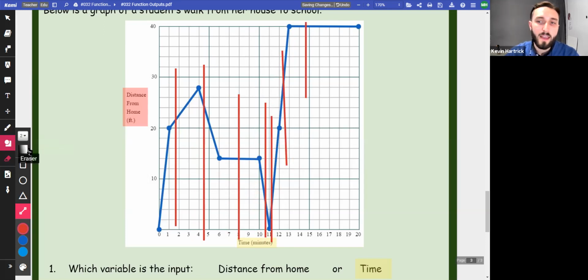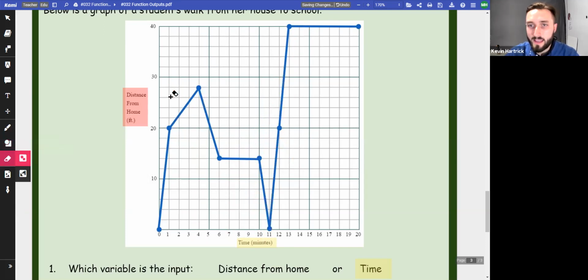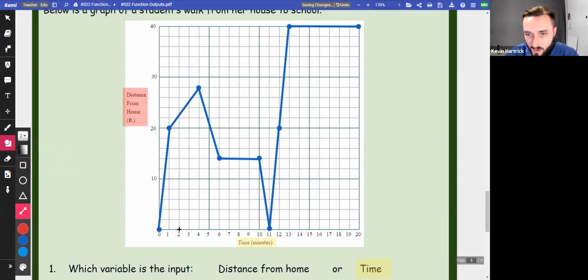If that's the case, that means that each of these x values, like an x value of 2, only has one possible y value. It's right here, which is like 23 maybe. What about an x value of 5? Do I have 2 outputs for that? No, I only have one output, similar to this one.